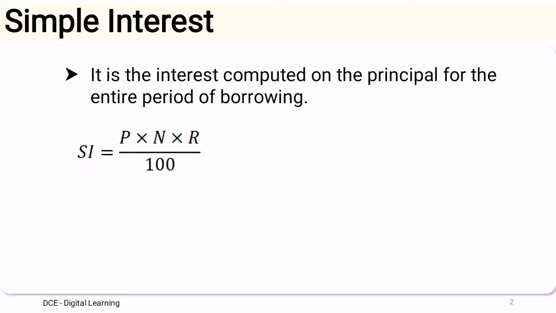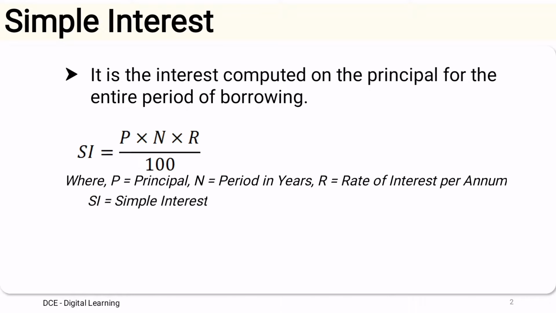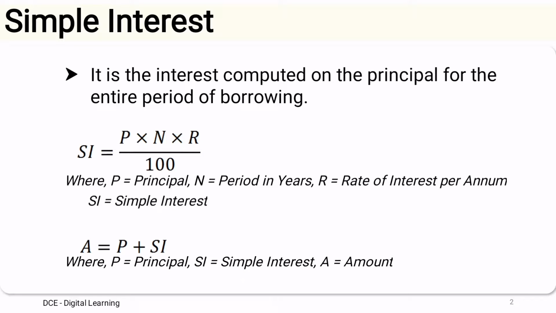The formula for computing simple interest is P into N into R divided by 100. P is the principal, N is the period in years, and R is the rate of interest per annum. SI is simple interest, and A equals P plus SI, where P is principal, SI is simple interest, and A is the amount.